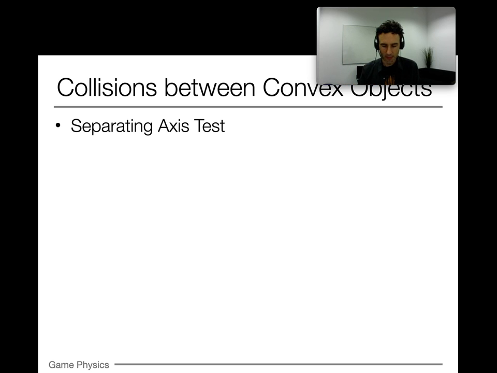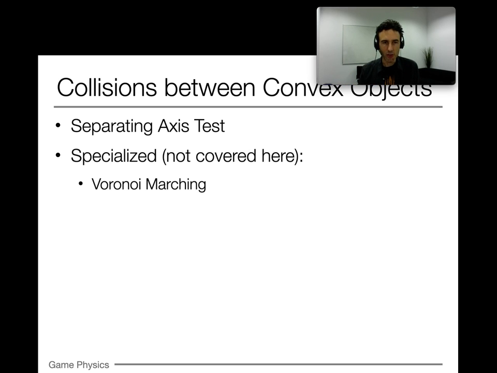arbitrary polygons. Just to name one example, there are more, there's a Voronoi-based algorithm. Voronoi cells are defined as the set of closest points to some chosen primitive or point, and these you can relate to convex objects and then also use them to perform collision detection.